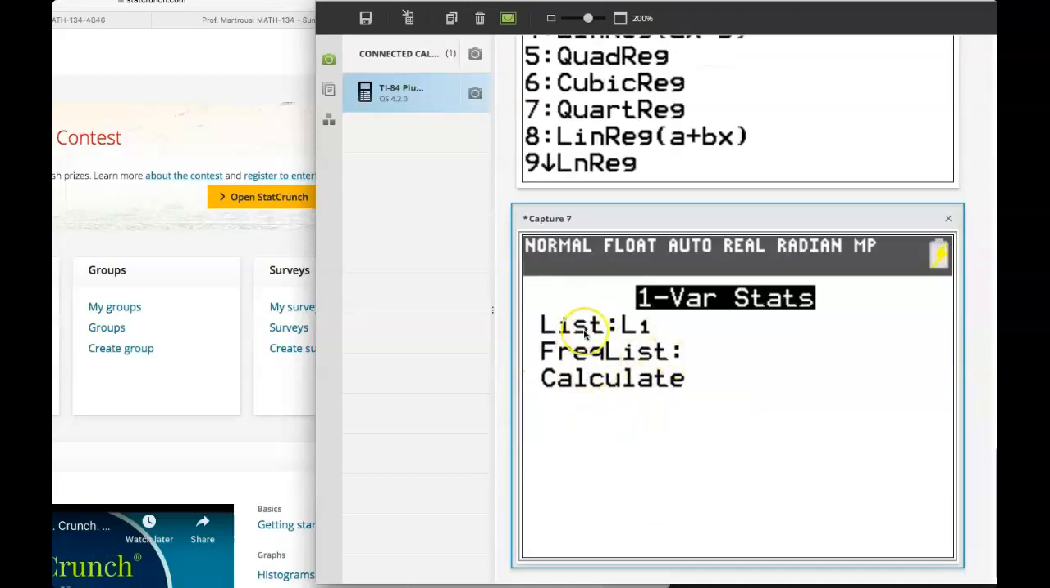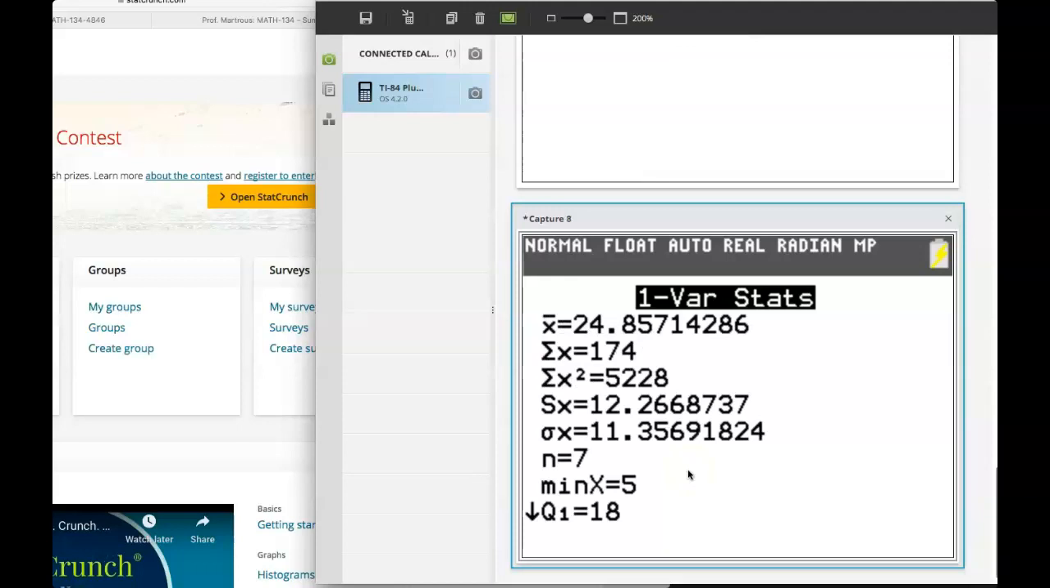You're going to see this. Here our list is L1 because we only have one column. And that is frequency, so it's how many times we have for each value. So our data is L1. Press enter, enter, again enter. We have all these, so this is the sample mean. We don't need that one here. That is n equal to 7, which is odd.